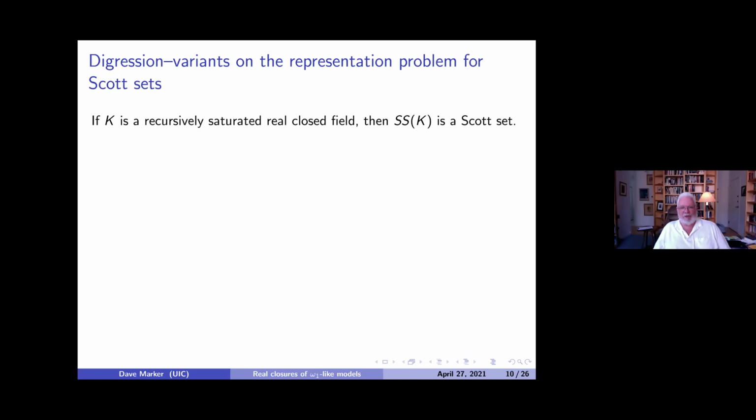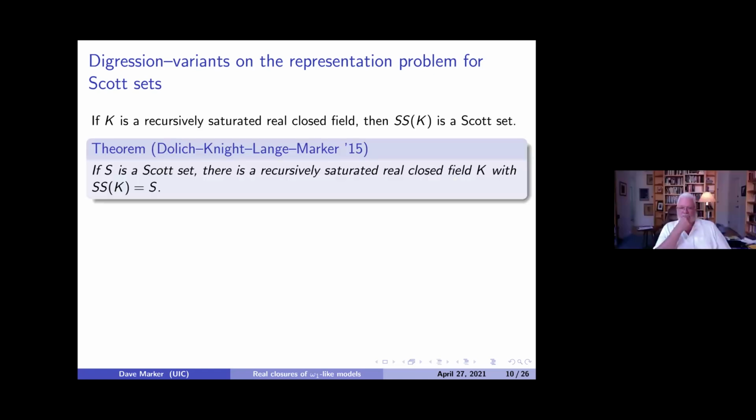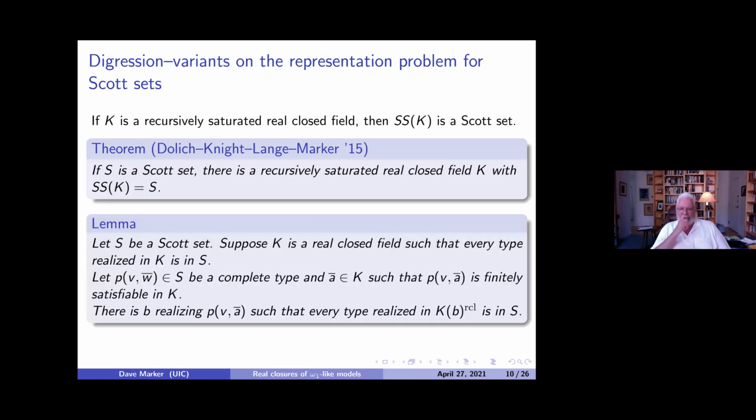Anytime you have a theory, you could ask the same question for recursively saturated models of that theory. And I want to ask that for recursively saturated real closed fields. And Dolich, Julia Knight, Karen Lange, and I showed that for real closed fields, you can always represent Scott sets as standard systems of recursively saturated real closed fields. Let me state the main lemma for this and just argue. We thought this was going to be hard, but in the end, it's actually a very easy result.